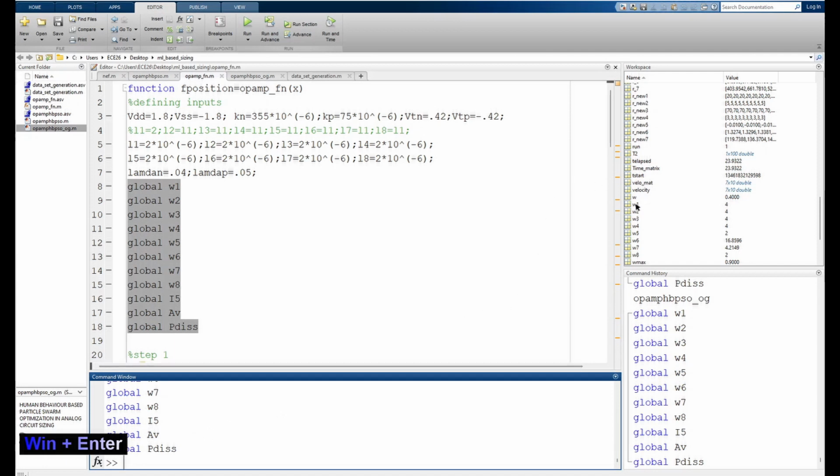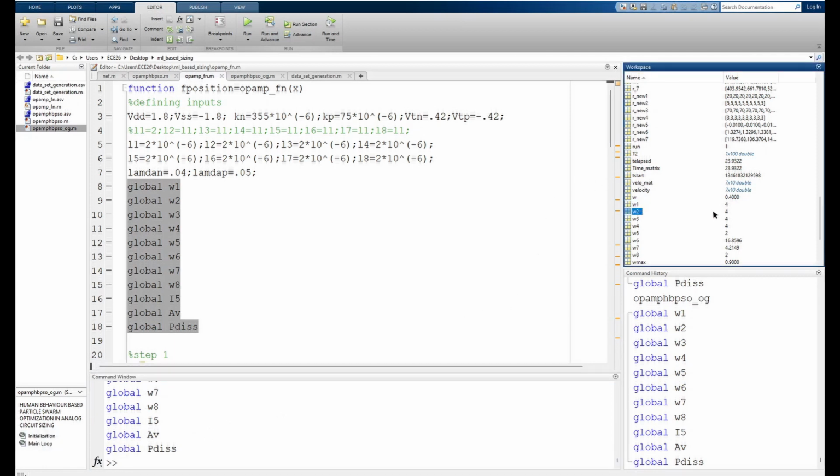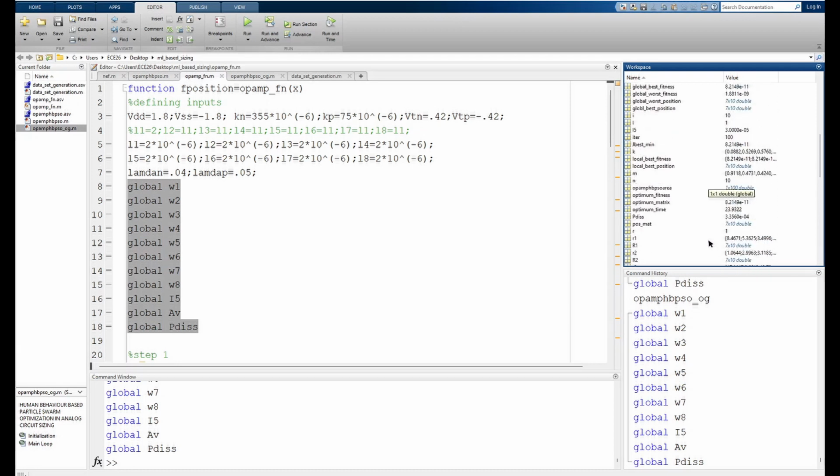So it's populated. Now you can see W1, W2, all values are here. W4 is 3 micro, W3 is the same, and W5 is 2 micro, W8 is the same. W6 is 16.85 micro, and W7 is 4.2 micro. And I require another value, the tail current: 3 micro, 30 micro, 30 micro. And you can see other parameters also.